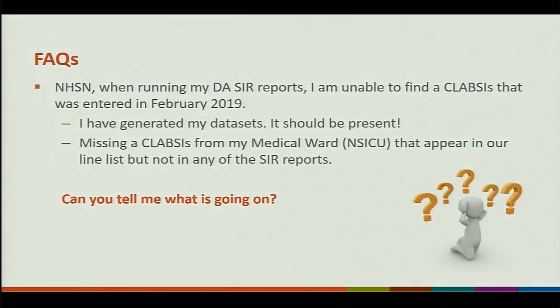Now let's move on to some FAQs that we receive in the NHSN mailbox pertaining to device-associated data. So NHSN, when I'm running my device-associated SIR reports, I'm unable to find a CLABSI that was entered in February 2019. Before you ask, I generated my datasets. It should be in there. I'm missing a CLABSI from my medical ward, and it appears in our line list, but it's not in any of the SIR reports. So can you tell me why?